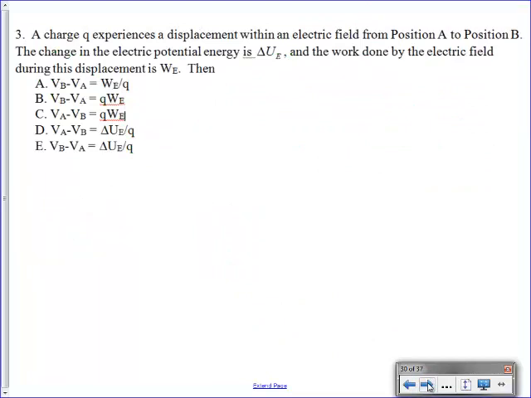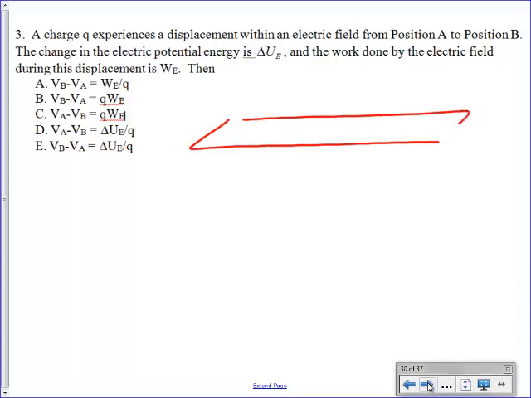Let's try question 3. It says a charge experiences a displacement within an electric field from position A to position B. The change in the electric potential energy is delta U, and the work done by the electric field during this displacement is WE. Then, now we're supposed to figure this out. Okay, so a couple of things. If I had to make a guess here, I would say this is a uniform electric field.